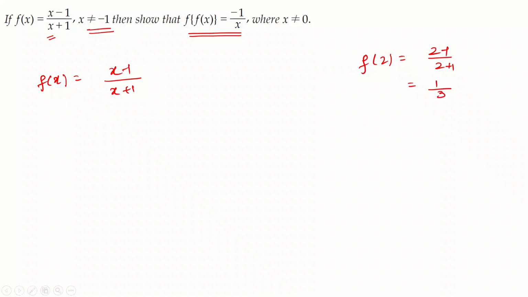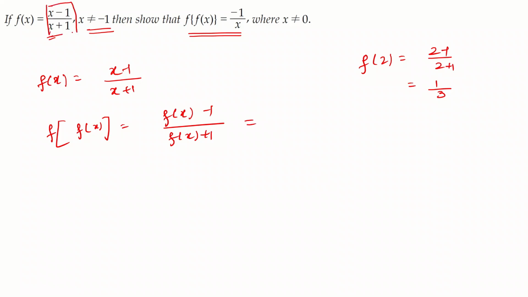Now the question asks us to find out f of f(x). So that just means that you have to plug in f(x) in place of x, right? Think of this f(x) as 2 or 3. So you have to just plug in f(x) in place of x. So you'll be getting (f(x) minus 1) by (f(x) plus 1). And f(x) is already known to you, right? This is the form of f(x): (x minus 1) by (x plus 1).